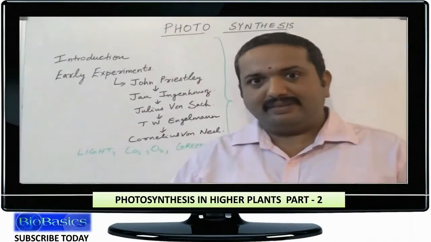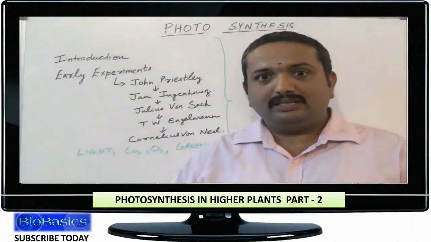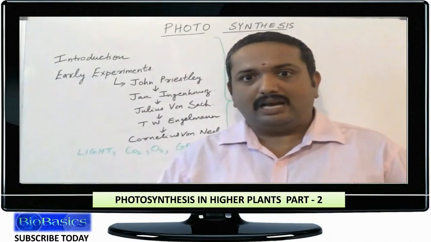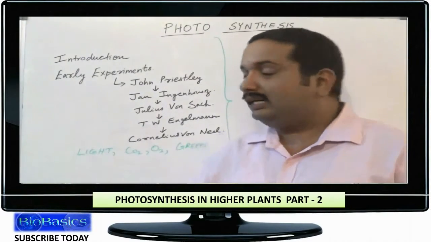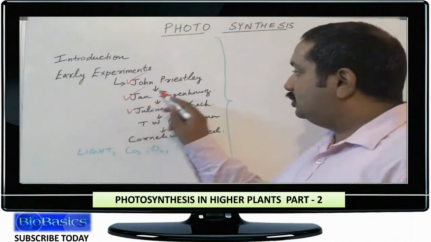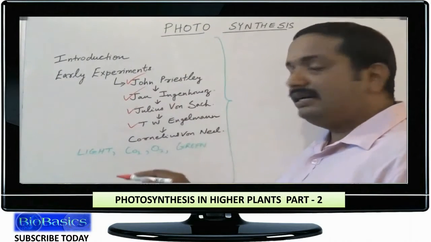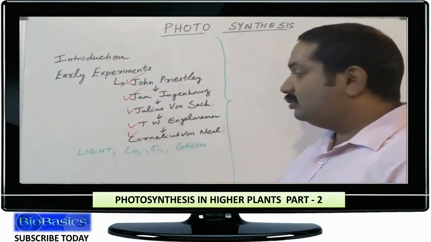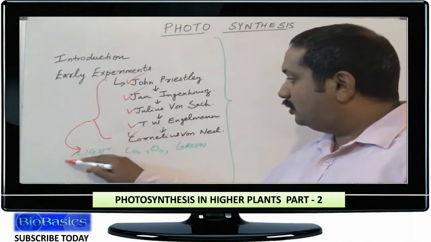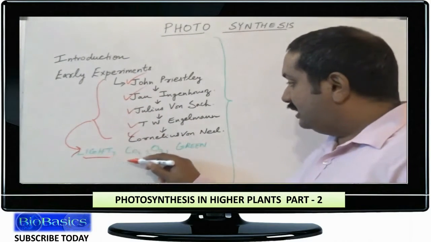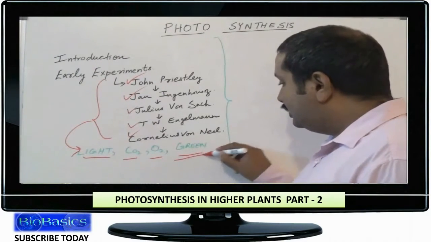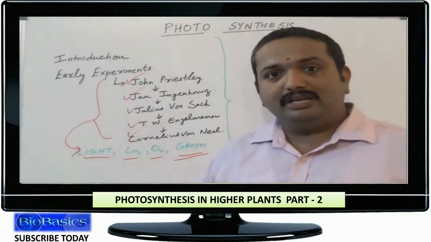Now what have we seen? We have seen some of the early experiments done in order to identify the factors responsible for photosynthesis. Some of the early experiments that we have seen are the experiments by John Priestley, by Jan Ingenhousz, by Julius Wolschatz, by T.W. Engelmann and by Cornelius von Neil. All of these experiments went on to prove that light is essential, carbon dioxide and oxygen are involved in the process, and of course this takes place in the green parts of the plant.